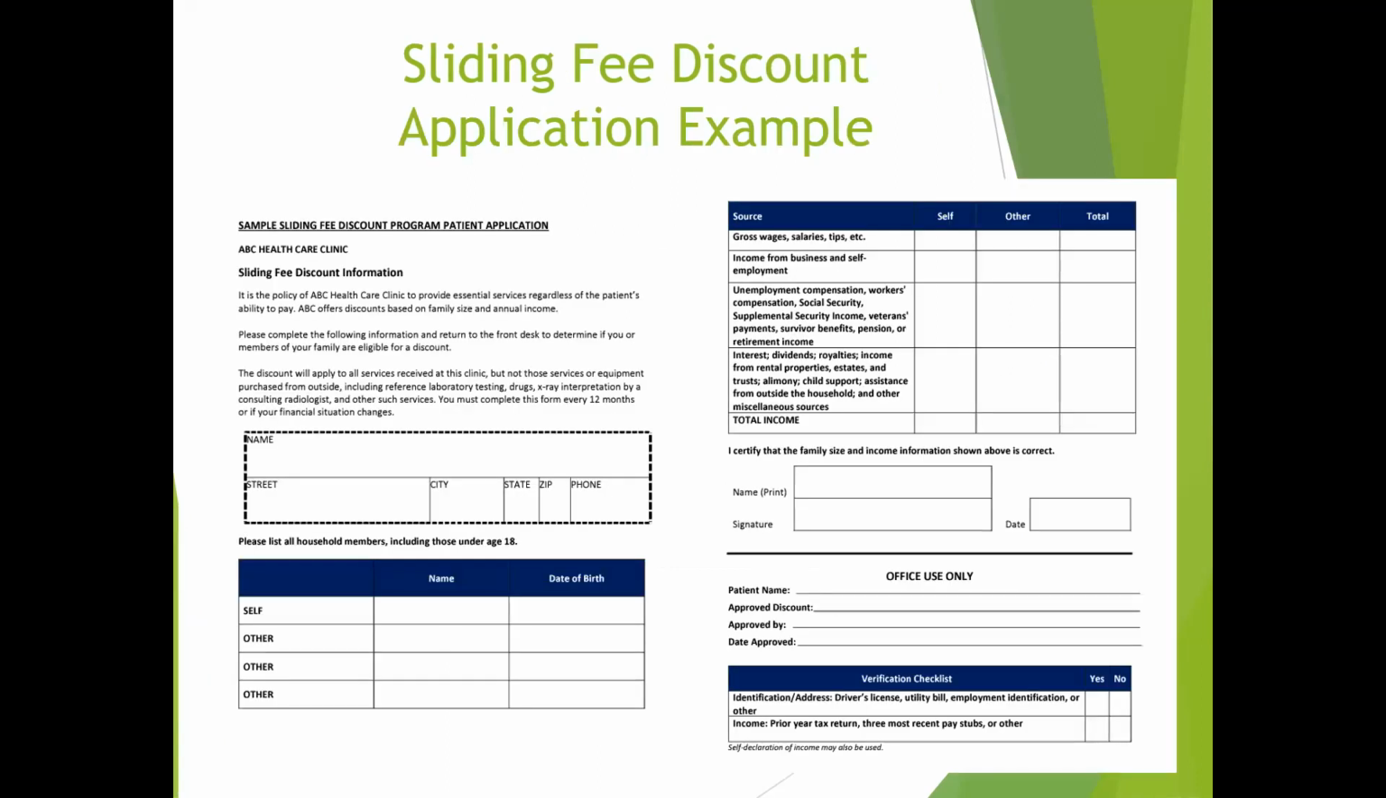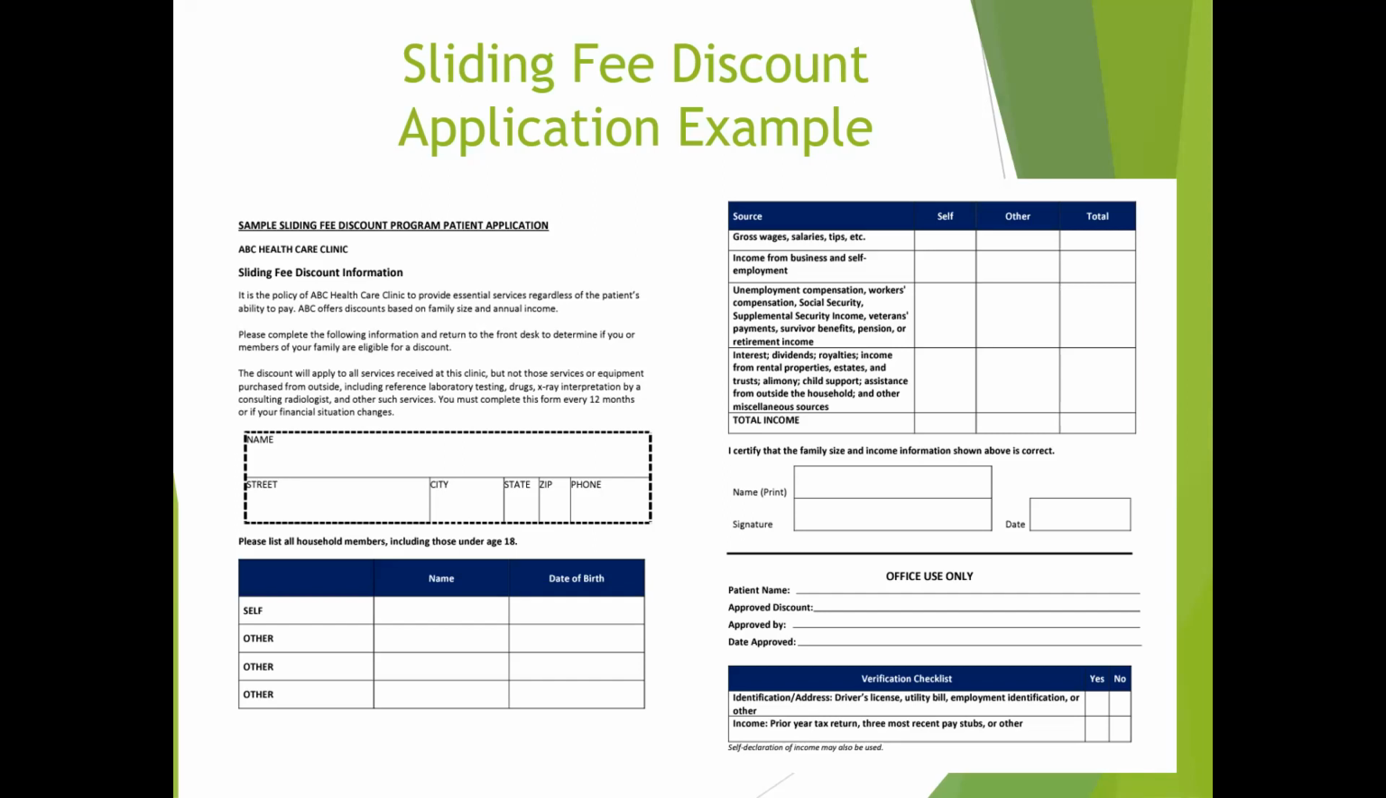So this is a sliding fee discount application example, also found in the reference guide. It says it's the policy of ABC Healthcare to provide essential services regardless of the patient's ability to pay. ABC Healthcare offers discounts based on family size and annual income. Then they fill out their name, their address, and any household members, including those under the age of 18. They don't need to know marital status, things of that nature that we discussed.